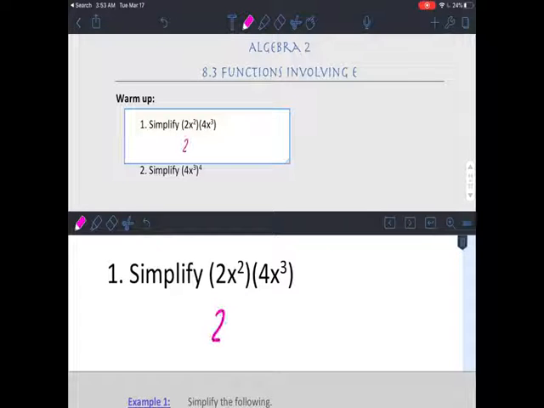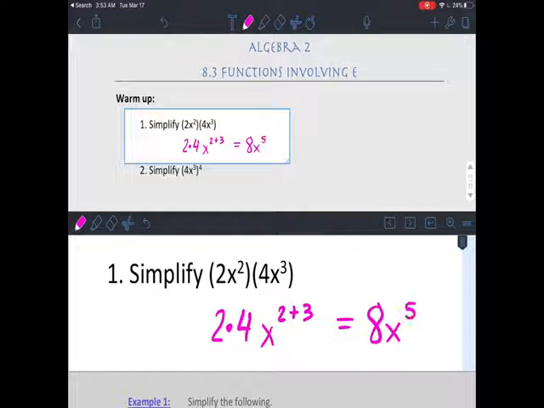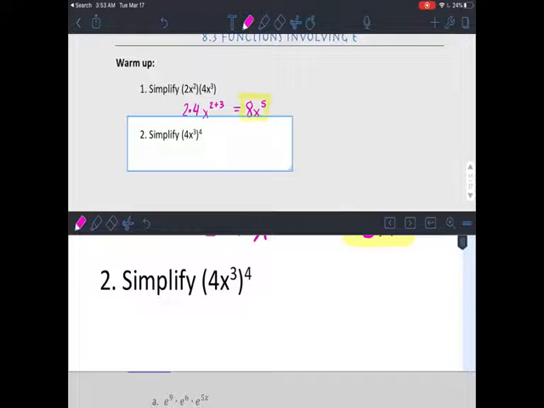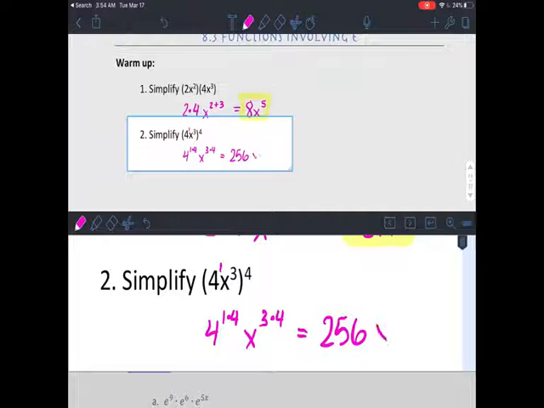Okay, so basically, we're just going to use some of your exponent properties today with a couple more things. So a quick refresher, if you're multiplying terms, then you add their exponents together. If you have powers raised to another power, then you're going to multiply the exponents instead. So on this one, you'd end up with 256 times x to the 12th.